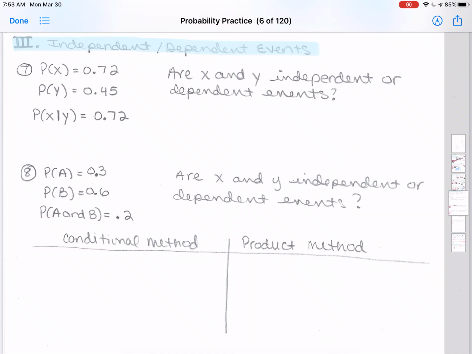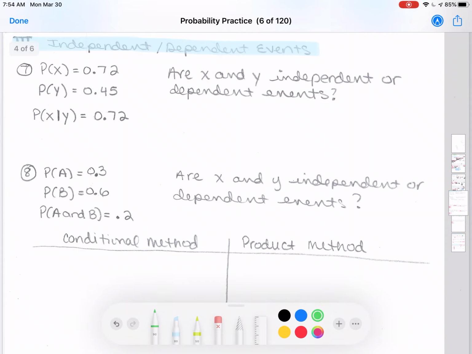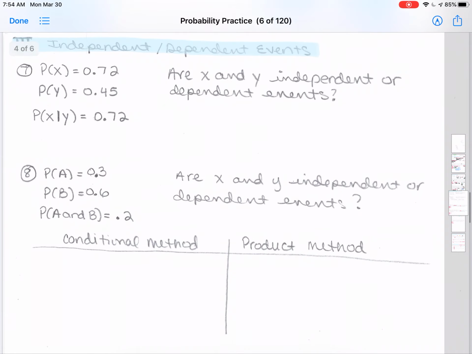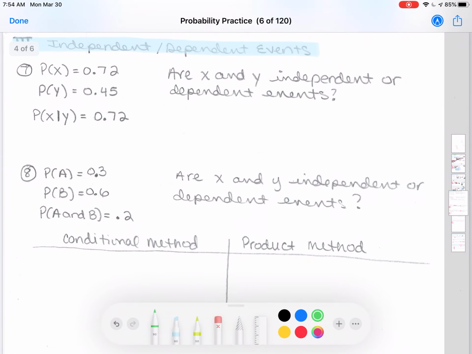Okay, so are these independent or dependent? Remember, we have two formulas that we can use to see if something is independent or dependent. Let me see where I could write these. Oh, there's no room up there. I'm just going to write them and then erase them. So these are the two formulas we have.